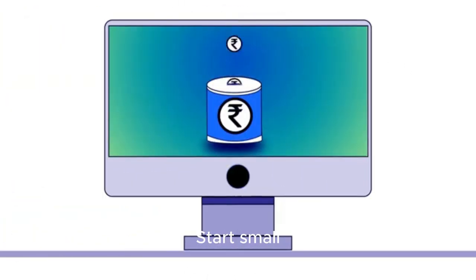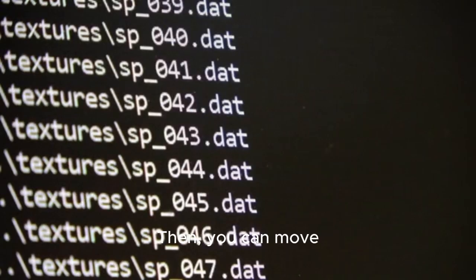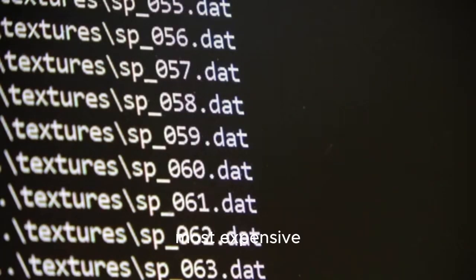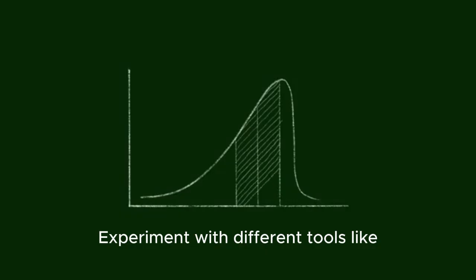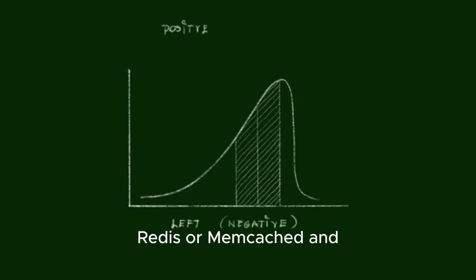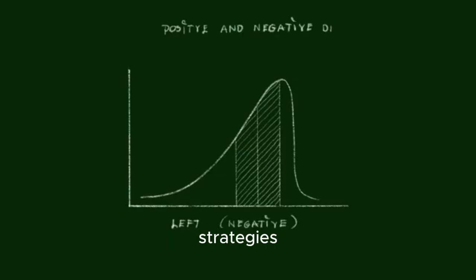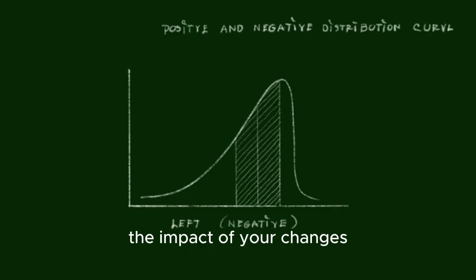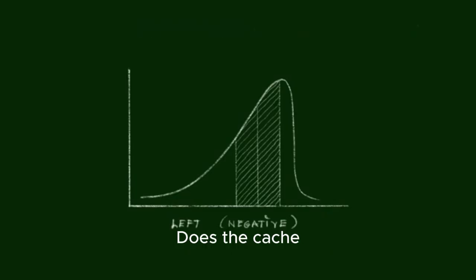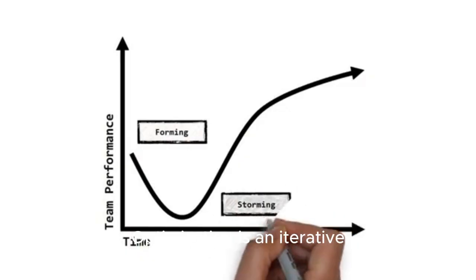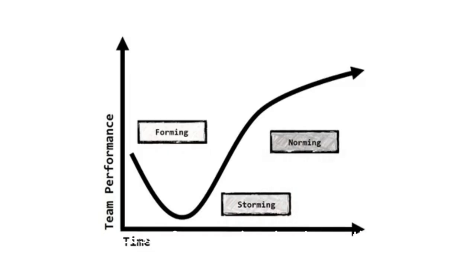Start small. Maybe implement browser caching for your static assets first, it's often a quick win. Then, you can move on to server-side caching for your most expensive database queries. Experiment with different tools like Redis or Memcached and different invalidation strategies. Remember to measure the impact of your changes. Does the cache actually improve performance? By how much? Optimization is an iterative process of measuring, implementing, and measuring again.